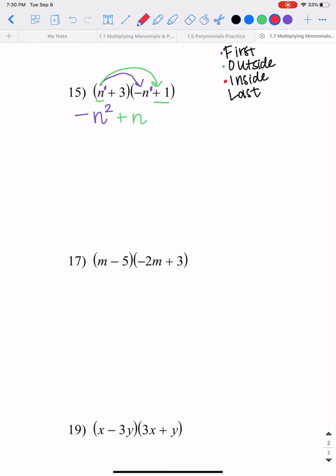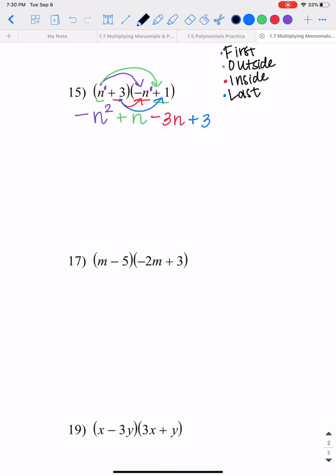So we would multiply n times 1, and that would give us plus n. Then we have our inside terms. Our two inside terms are 3 and negative n. So 3 times negative n would give us negative 3n. And then last would mean the last two terms in each binomial. So 3 times positive 1 would give me plus 3.